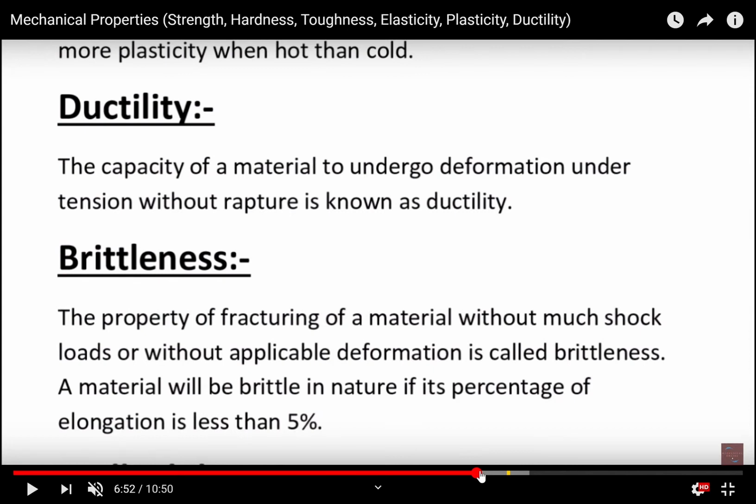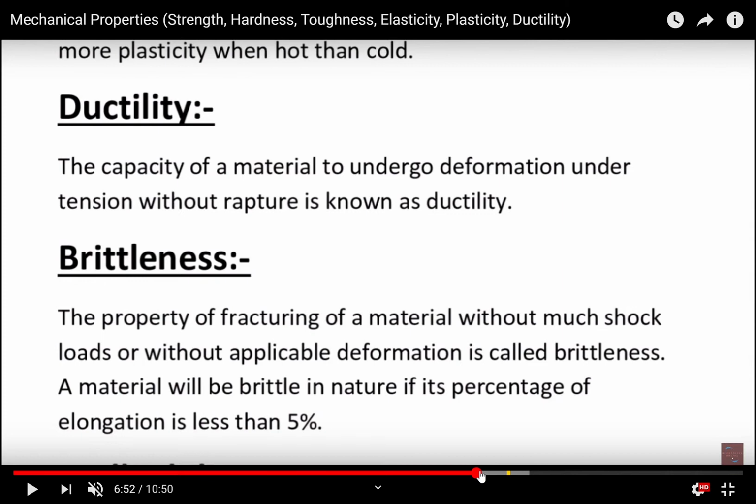Ductility, the capacity of a material to undergo a deformation under tension. Now it says there without rupture, which is another thing altogether. So basically you're pulling it. So imagine you've got a piece of plasticine and you've grabbed it and you're pulling it apart. Pulling it into a wire. Think about pulling something out into a wire from a mass. And so it's a little bit like malleability, really. Very similar, but malleability is beating into a sheet. Ductility is pulling into a wire without rupturing it.